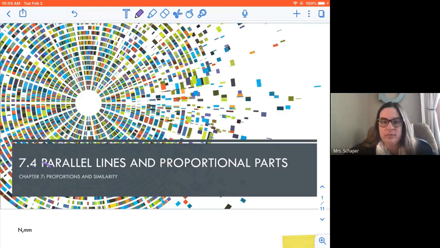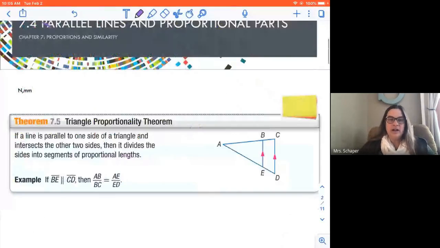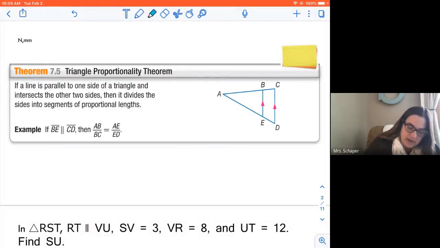We're going to continue to work with triangles and building on that. So here we go. Triangle proportionality theorem. This is the first thing I want you to get into your note cards.